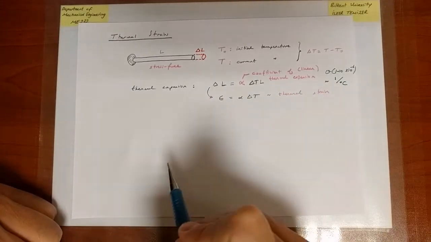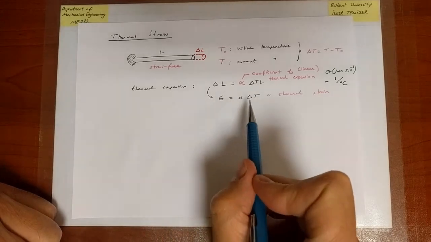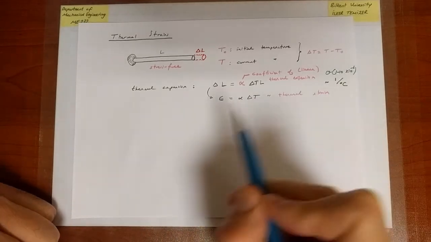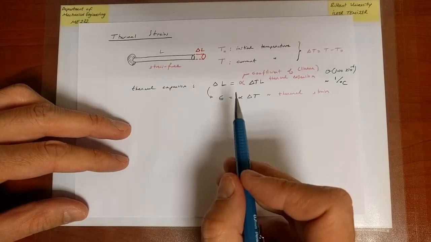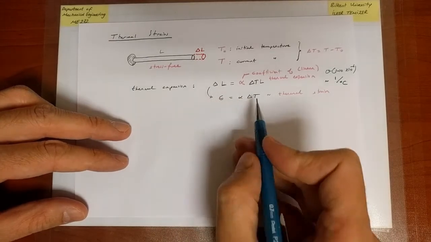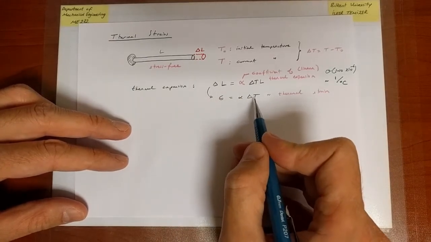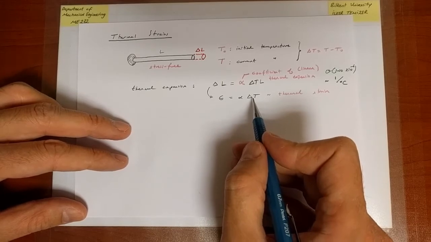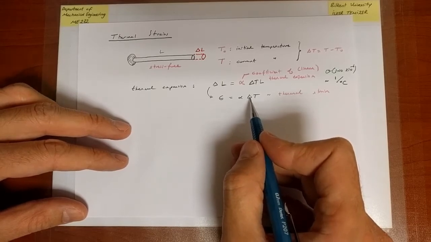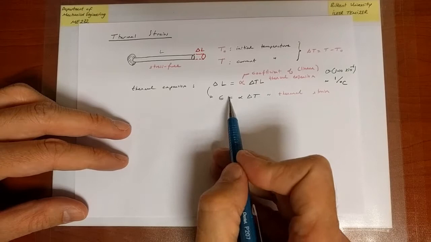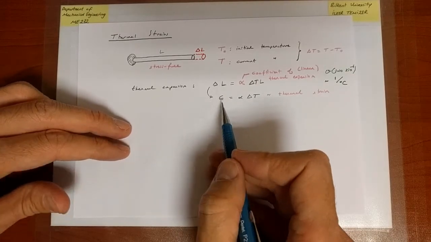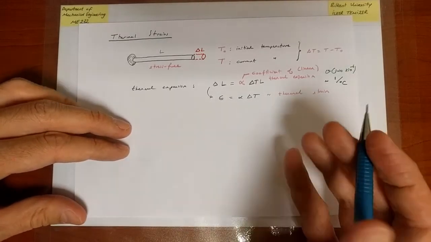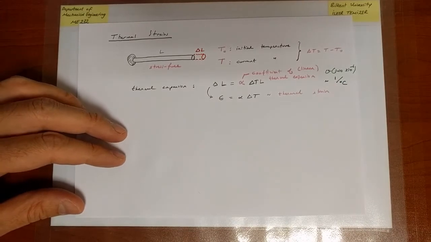You have 1 over temperature as the units, and the magnitude is seemingly small. It's very small, but remember, eventually the temperature changes could be significant, could be of the order of several hundred degrees Celsius, and as a result of that, you could get appreciable strains. And the question is, so what? Well, we're going to see the so what part very soon.